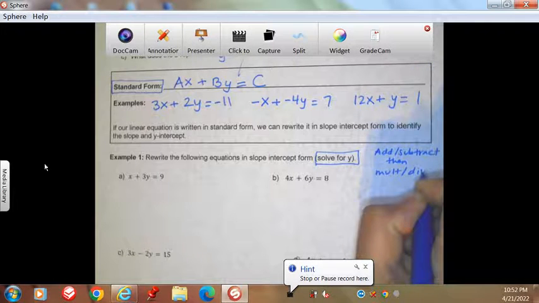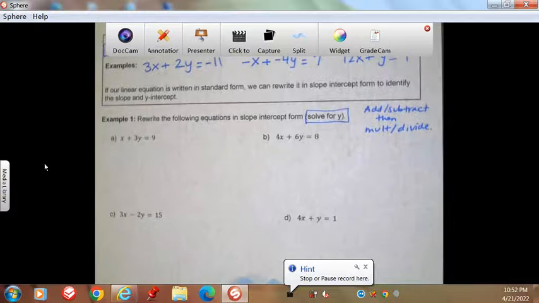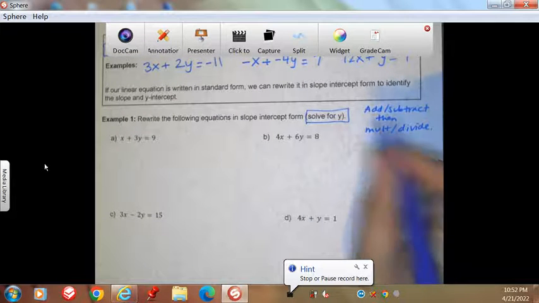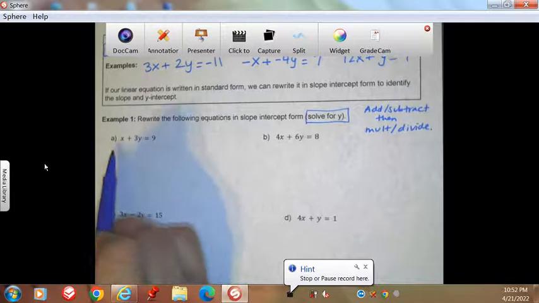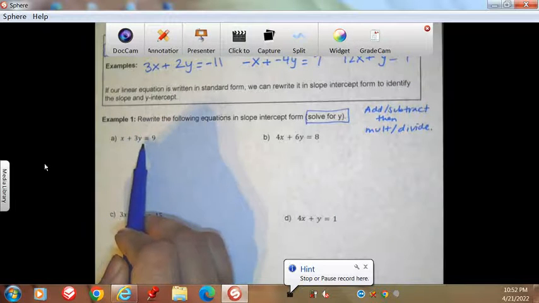And you'll see what this looks like when we get started, because it is kind of doing the opposite of PEMDAS, or order of operations. That's why we use adding or subtracting first. So when I see this equation, the x is in the way and the 3. Both of those need to get out of there so I can get y by itself.